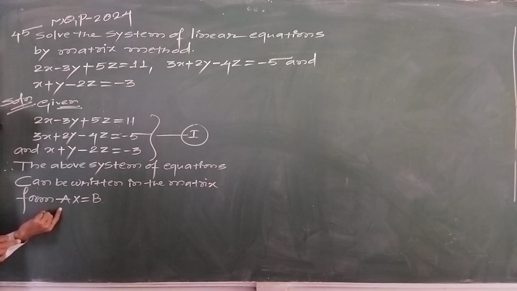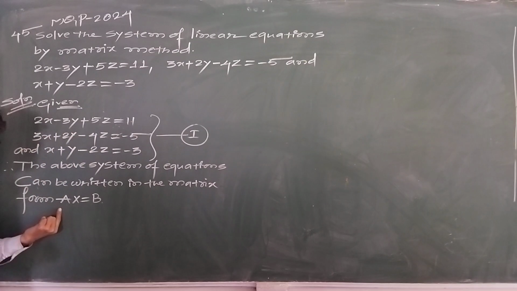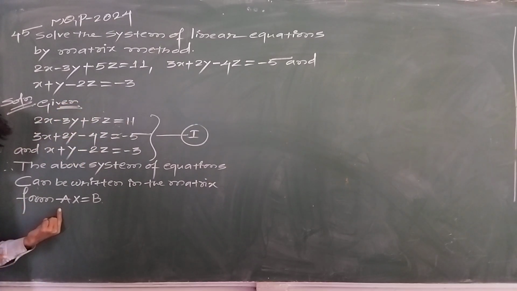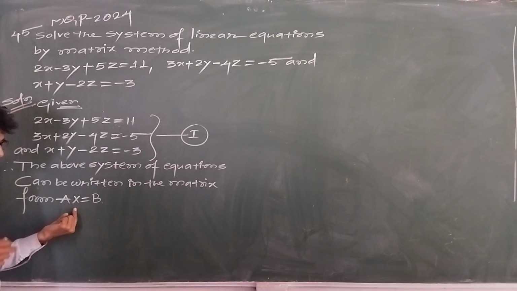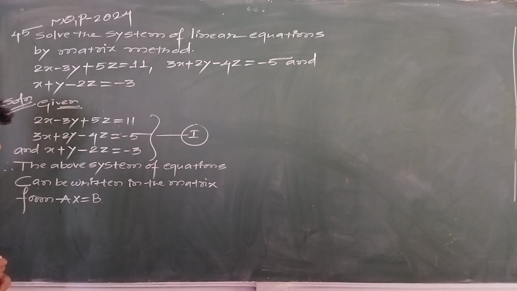Here A is a coefficient matrix obtained by taking the coefficients of x, y, z for the first, second and third equations. Once again, A is the coefficient matrix obtained by writing the coefficients of x, y, z for these three equations. Next, X is a matrix of unknowns, and its values are x, y, z in one column, with three rows. B is a matrix of constants, so B is called a constant matrix.